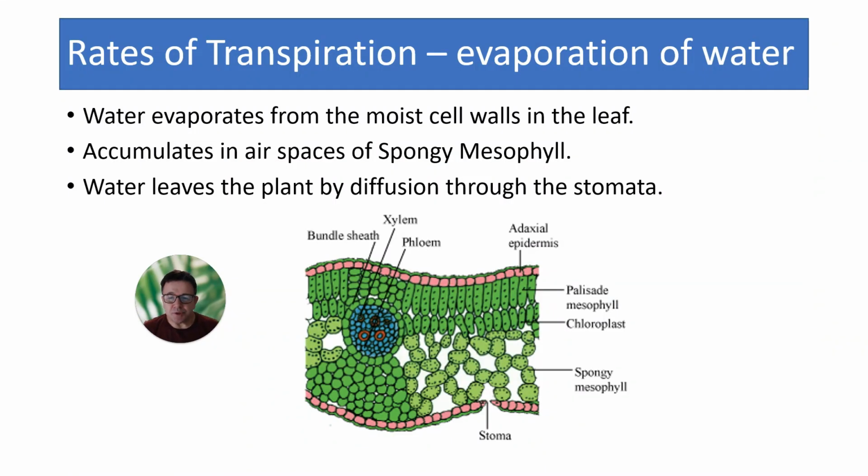So just to remind you, water evaporates from the moist cell walls in the leaf, and accumulates in the air spaces of the spongy mesophyll, and water leaves the plant by diffusion through the stomata. So what will affect the rate of evaporation of water through the stomata?